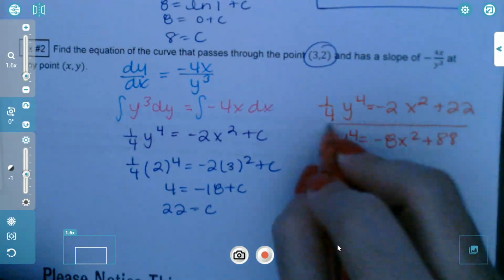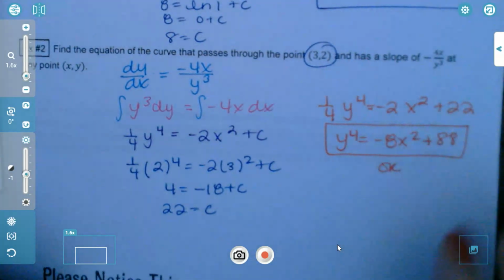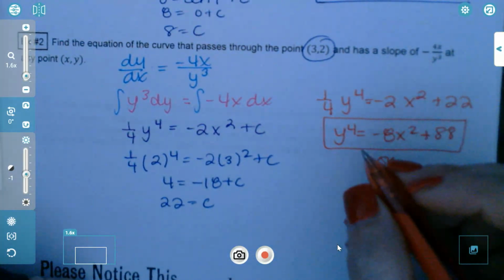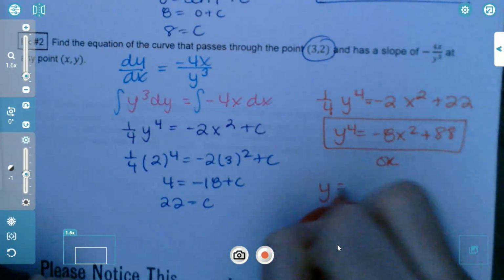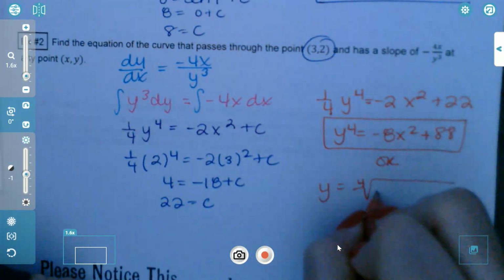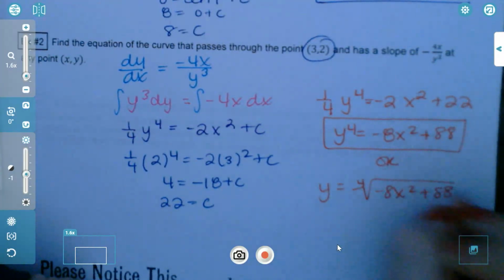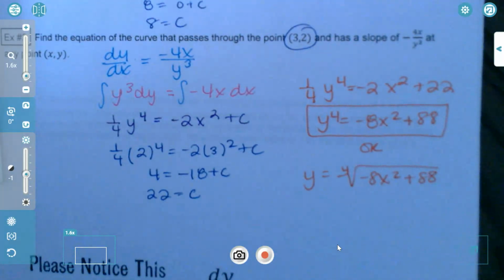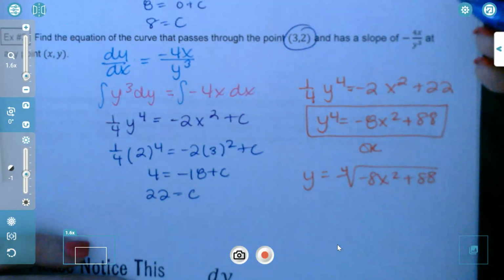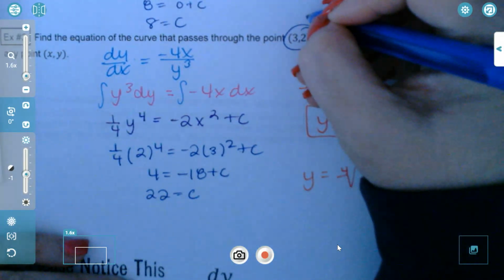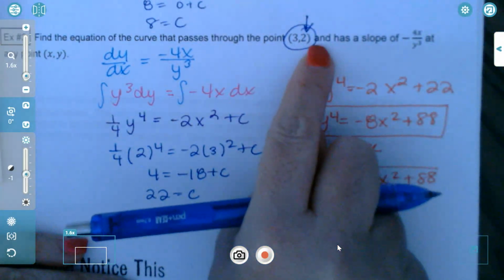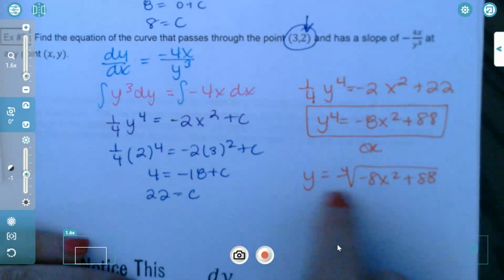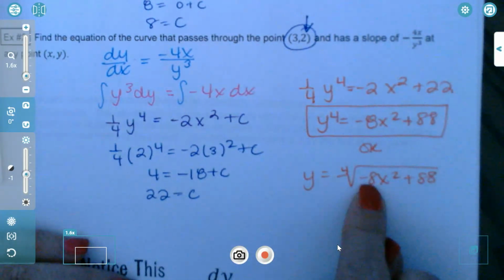And again, that is a completely acceptable answer, or we could isolate by taking the fourth root. So that's going to give me the fourth root of negative 8x squared plus 88. Now, there's a little note in our notes in Canvas about how normally when we take an even root, we have to do the plus or minus. But considering we were given a particular solution up here and our y value was positive, we don't have to put the plus or minus because we know that ultimately our answer here is going to be positive.